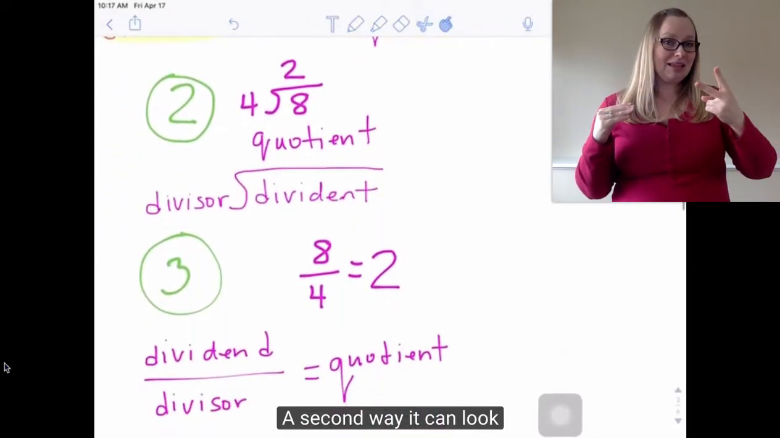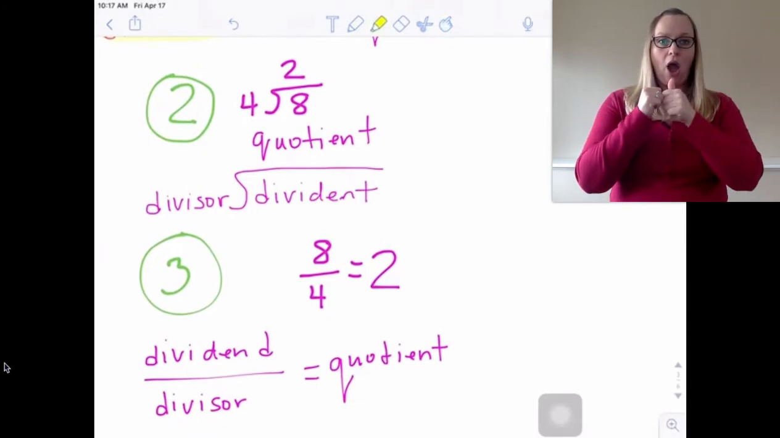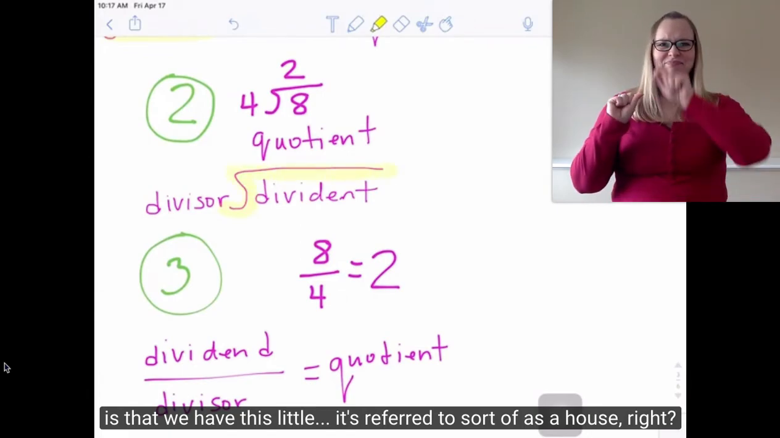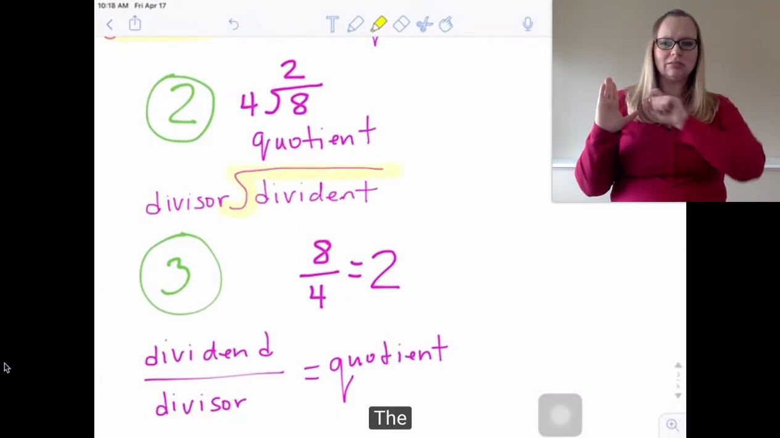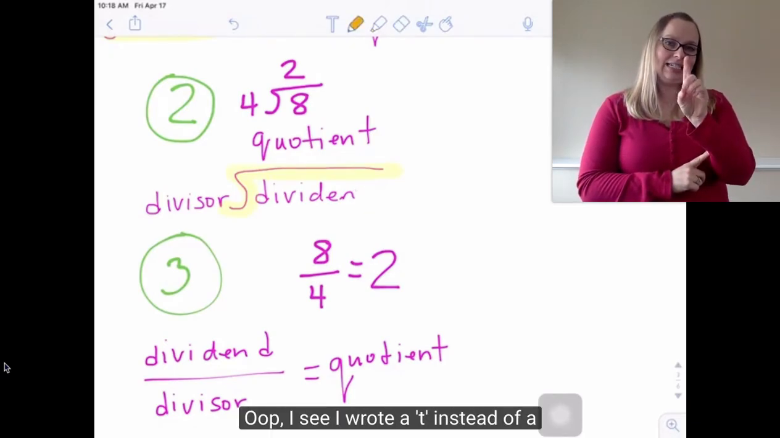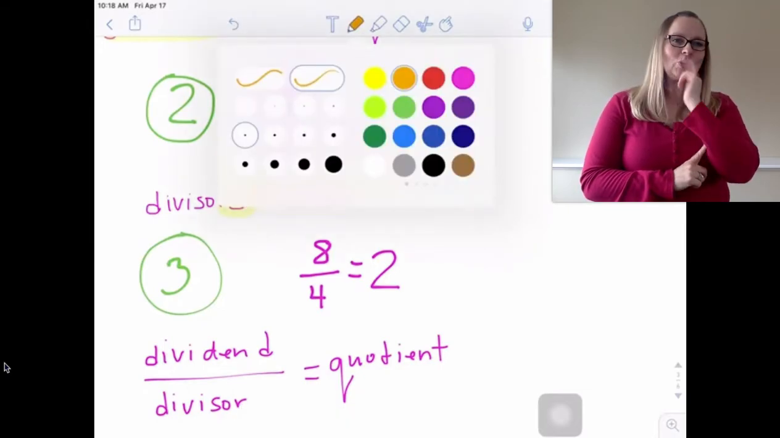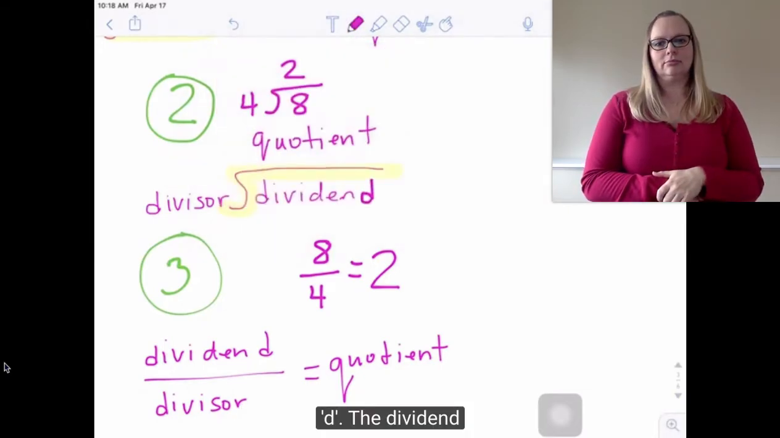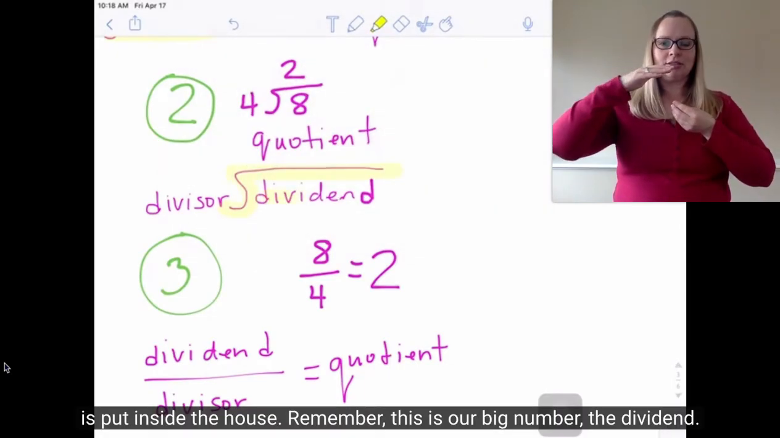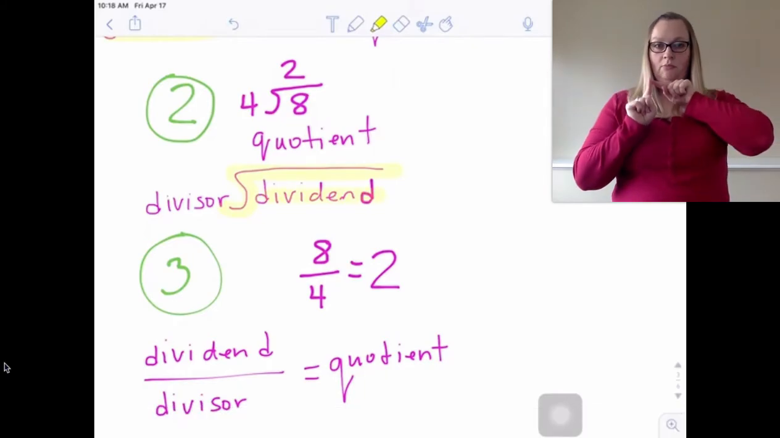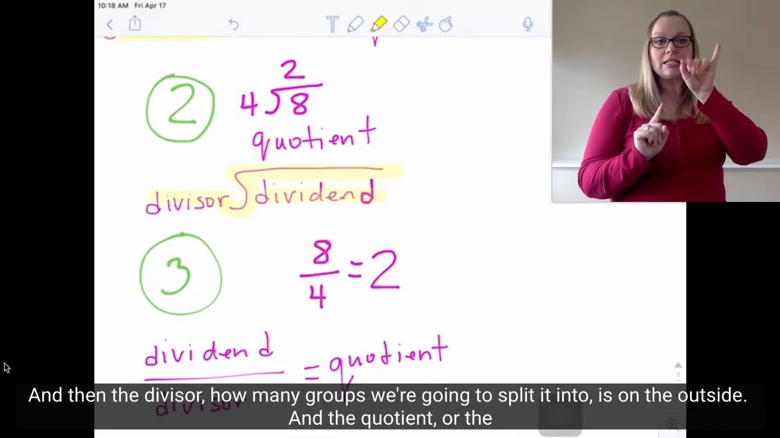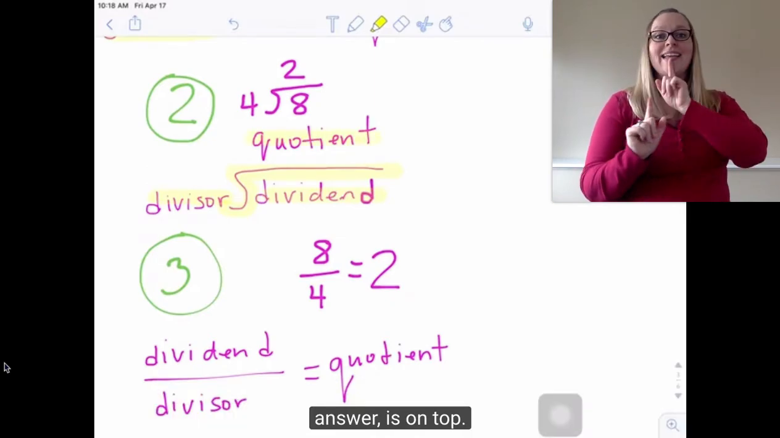A second way it can look is that we have this little, it's referred to sort of as a house, right? The dividend, oh, I see, I wrote a T instead of a D. The dividend is put inside the house. Remember, this is our big number, the dividend. And then the divisor, how many groups we're going to split it into, is on the outside. And the quotient, or the answer, is on top.